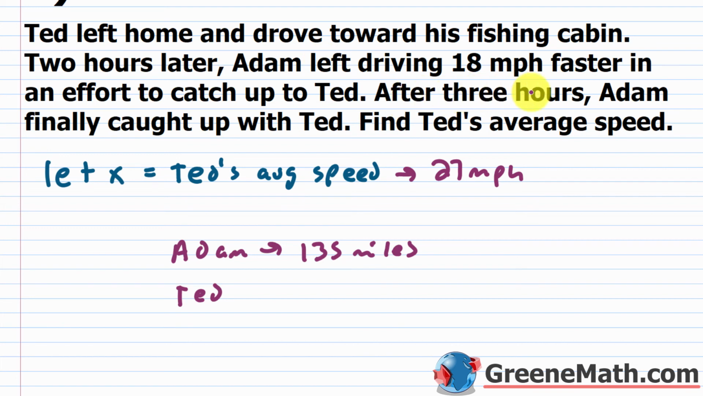So since Adam went for 3 hours, we know that Ted went for 5 hours, and he did this at 27 miles per hour. So what is 27 times 5? That's going to be 135 miles as well. So he also travels 135 miles.